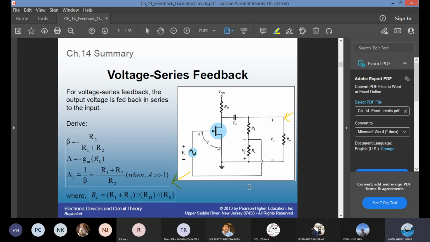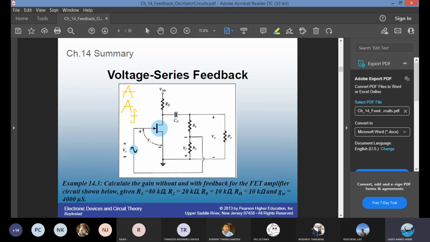You can try to find RL using two formulas, RO parallel with RD, or RO parallel with RD parallel with R1 plus R2. You should see only a little bit of difference. If there is too much difference, then the design of R1 and R2 was not done properly.